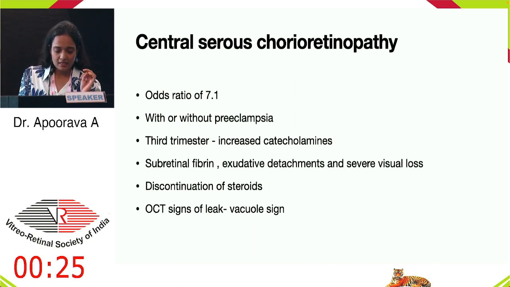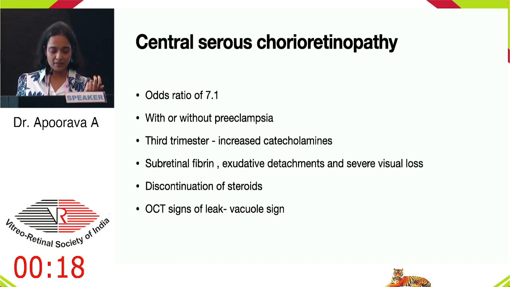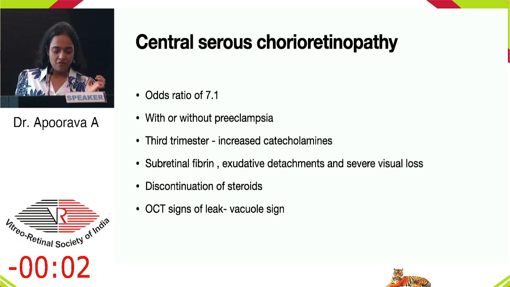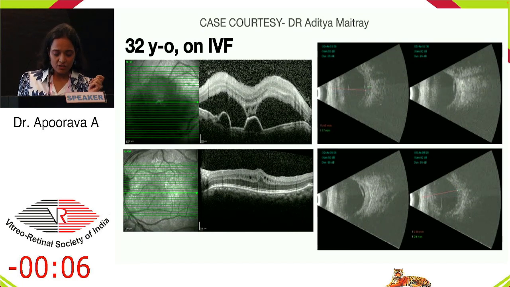So central serous chorioretinopathy is a condition that can have an onset, or recurrent attacks, or progression in pregnancy. The odds ratio of having CSC during pregnancy is almost 7.1. Third trimester CSC is most common because of the increased serum catecholamines. CSC in pregnancy is more common with subretinal fibrin exudative detachments. First line therapy is discontinuation of steroids, if any. Fluorescein angiography is a concern.